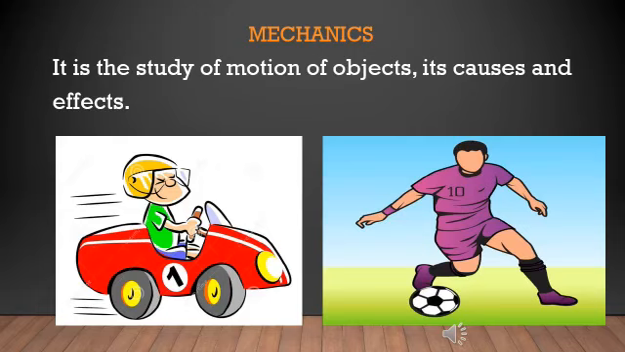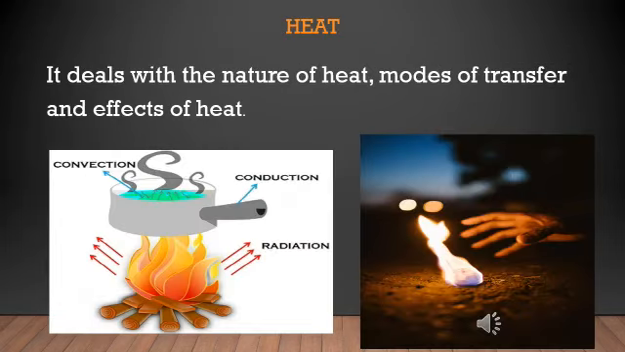Now, we also see what will be the effect of the football on the wall as it strikes the wall. So these types of examples clear our concept of this definition, which is about the motion of the objects, its effects and the causes.